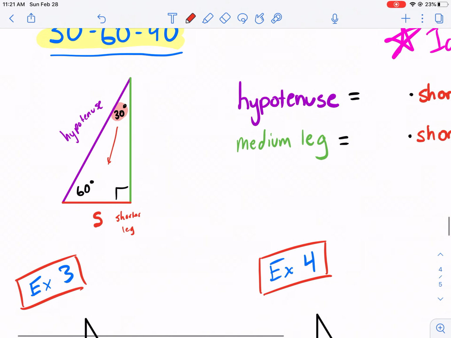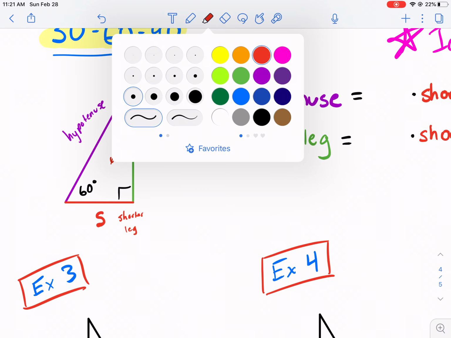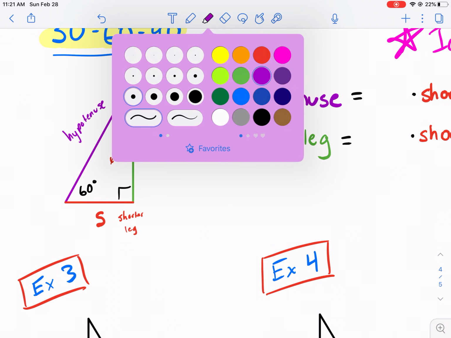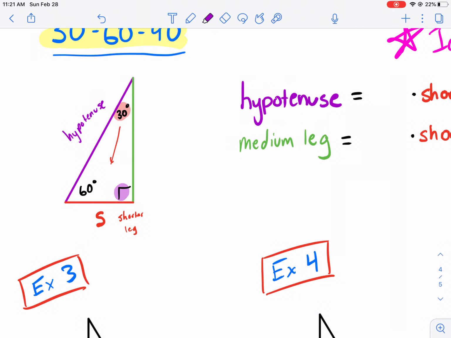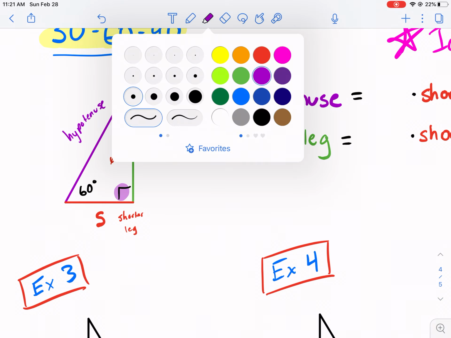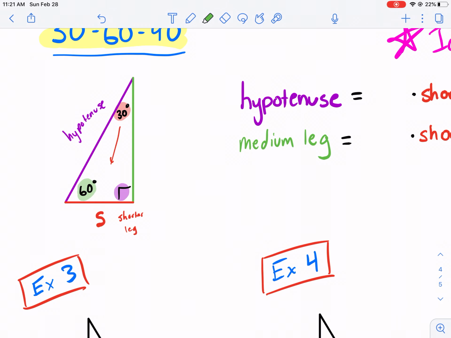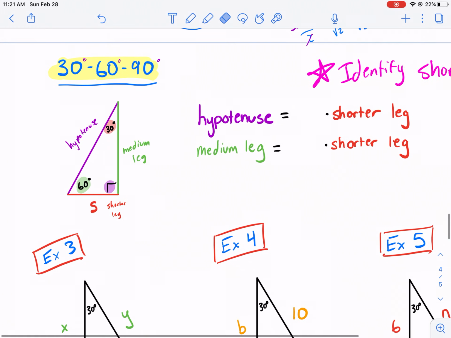Okay. Now, the 90 is obviously the biggest angle. Okay, that corresponds to the hypotenuse, as always. But then we also have the 60-degree angle, and that's going to correspond to the medium leg. Okay, so the opposite one there. So that's the medium leg. It pairs up with the medium angle, which is 60 degrees.